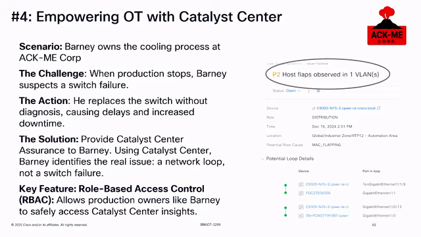So the next example is we have Barney. He owns a process in the factory, and then suddenly production stops. And he suspects, well, it's my switch. So he goes, replaces the switch, but nothing happens. It's still not working. And every minute is costing money, right? So for this, one feature I want to highlight is the role-based access control in Catalyst Center.